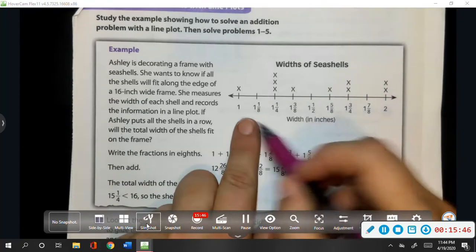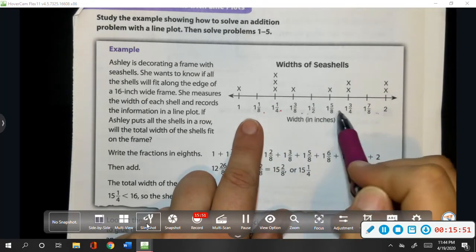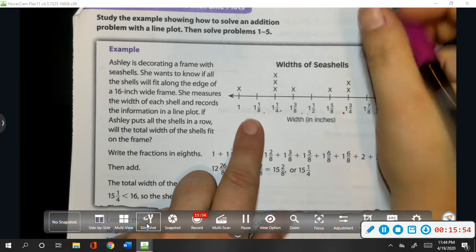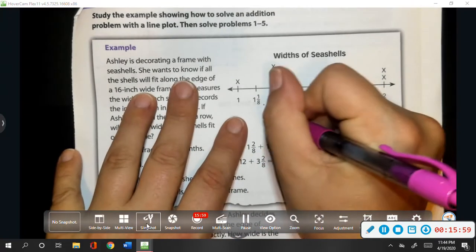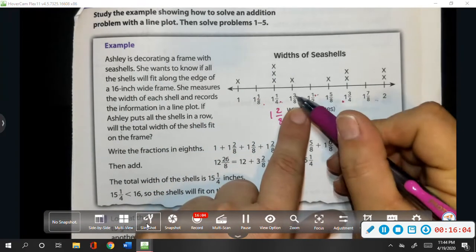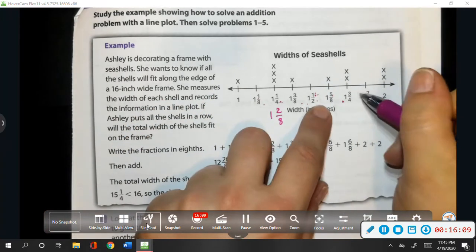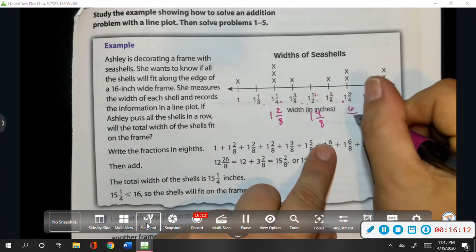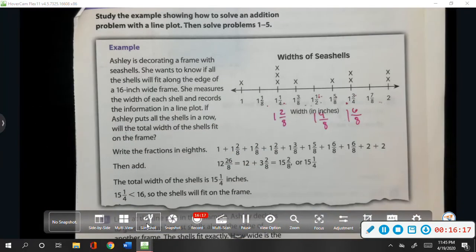So we have our widths of seashells. You notice in our line plot, we have different denominators. Remember, if you count on the number line, if this is 1/8, this would be the same as 1 2/8. If this was 3/8, this would be 1 4/8. Then 5, and then this would be 6/8, 1 6/8. Boom. Just that easy, just use that number line and those benchmark fractions to really understand the values there.